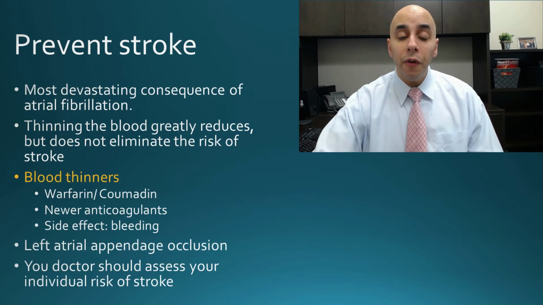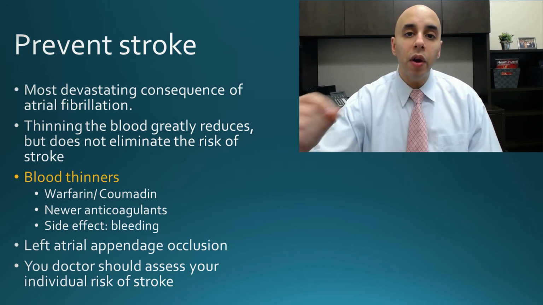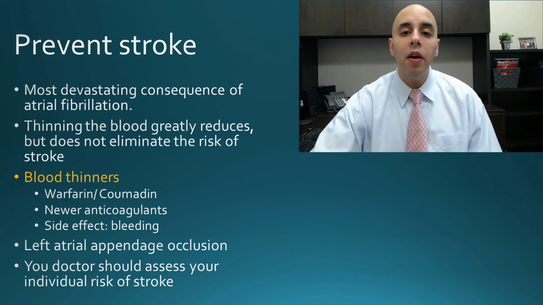So the first and most important goal is to prevent stroke in atrial fibrillation. The worst thing about atrial fibrillation, I'm afraid, is stroke. It can be devastating. So the way that we do that is by thinning the blood. That makes it much less likely for it to form a clot in the top part of the heart and cause a stroke.